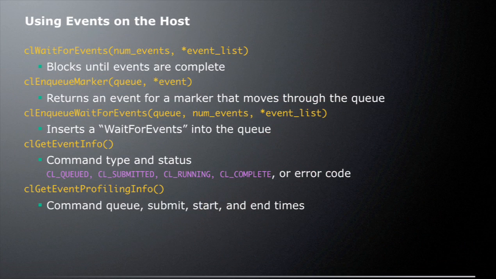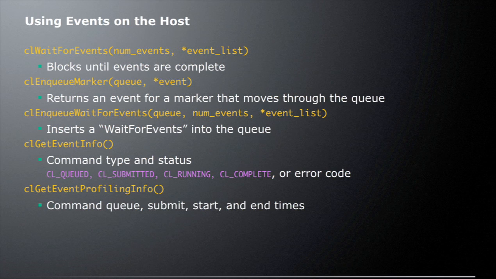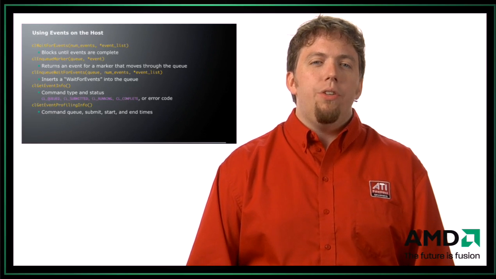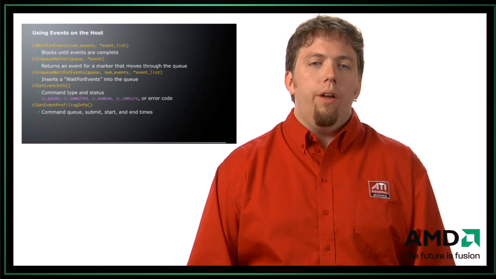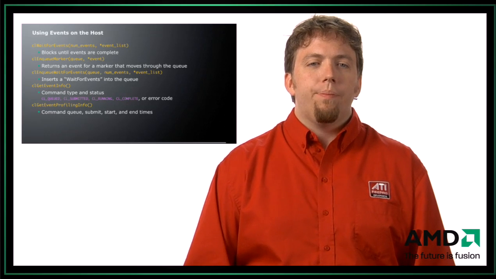In this case, there are a couple of ways we can use events in the host application. One is the clWaitForEvents call. That's pretty simple. It just takes in a number of events to wait on and a list of events to wait on. So when you call this, the host application will wait and block until all events in that list are completed. Another interesting thing you can do is enqueue a marker. This allows you to put a marker into the queue that you can use to track how fast things are moving through the queue. So when you're doing optimization and performance testing, you'll be able to know when certain things are happening.